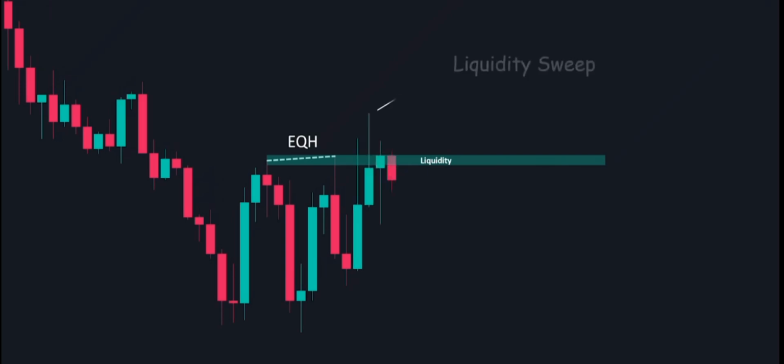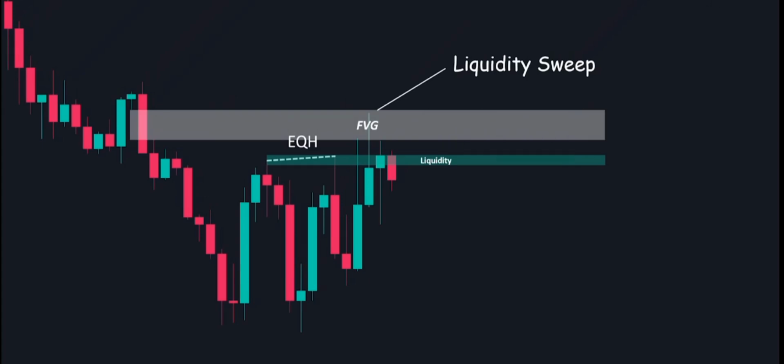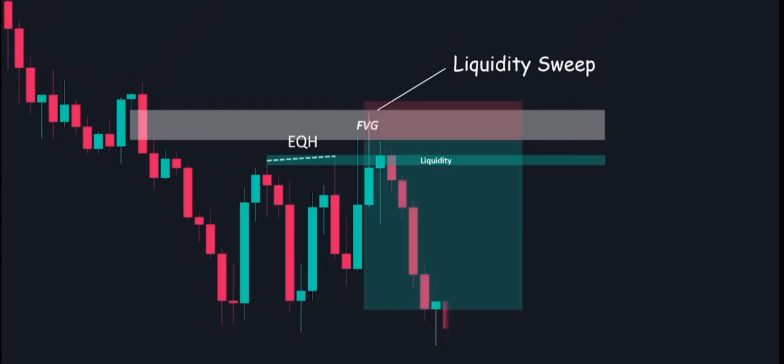When price makes a sharp move to take out these equal highs or lows, it is called a liquidity sweep. This move often signals that a reversal is near, especially to the downside after equal highs are taken. But what happens if a fair value gap forms just above those highs? That creates a perfect trading opportunity. The sweep grabs the liquidity, and the fair value gap provides an ideal entry zone to open a short position.